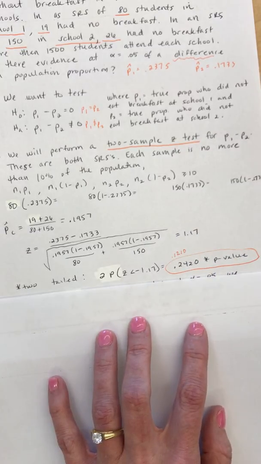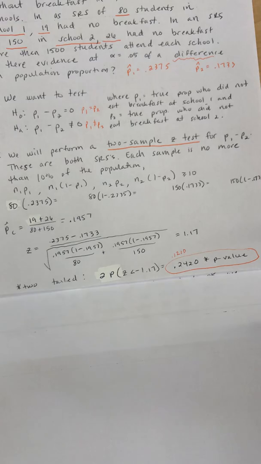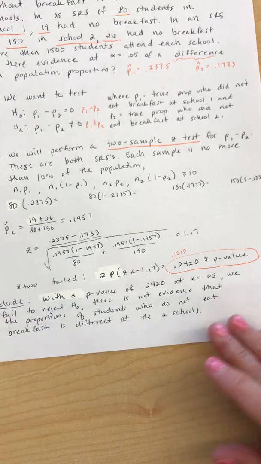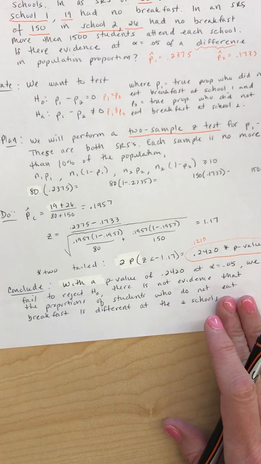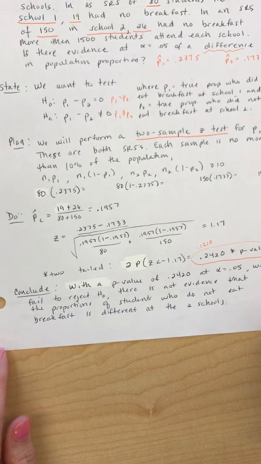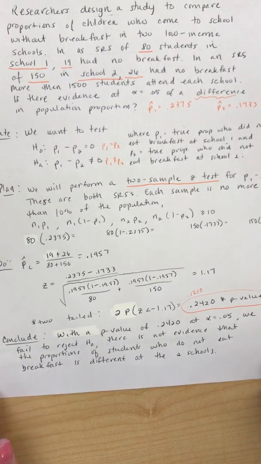0.2420. That is not a very good p-value, especially because we were looking at an alpha level of 0.05 in the original problem. So here comes my conclusion. With a p-value of 0.2420 at an alpha level of 0.05, we fail to reject the null hypothesis. There is not evidence that the proportions of students who do not eat breakfast is different at the 2 schools. And there it is, my 4-step process.